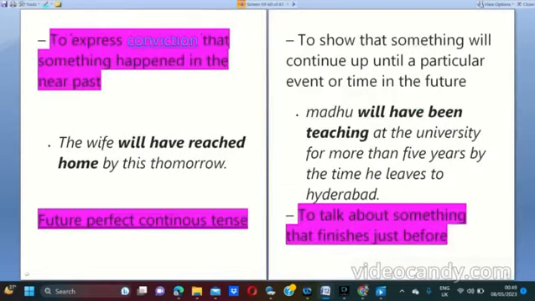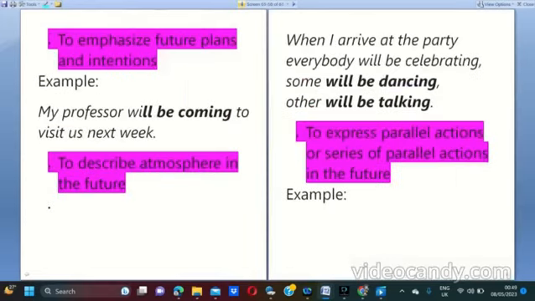I hope you understood the tenses. There are vivid examples for each condition under each tense. Everyone, carefully observe the examples. Any doubts about any tense, please post your doubt in the chat box.